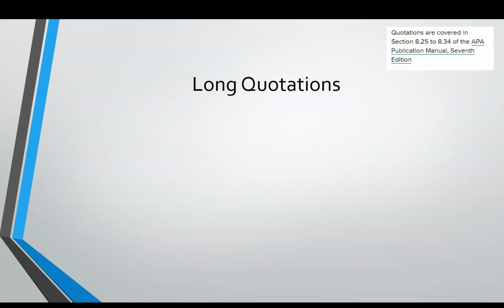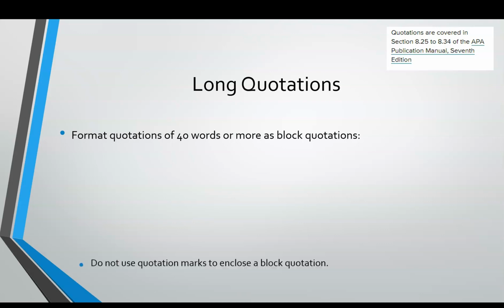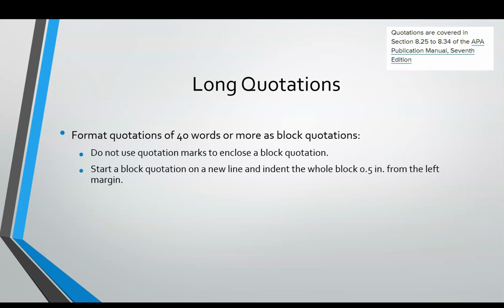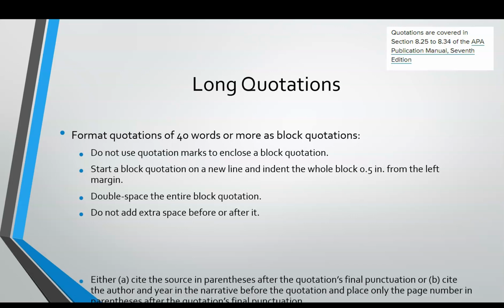Long quotations are formatted slightly differently. Format quotations of 40 words or more as block quotations. Do not use quotation marks to enclose a block quotation. Instead, start a block quotation on a new line and indent the whole block 0.5 inches from the left margin. Double space the entire block quotation. Do not add extra space before or after the block quotation.